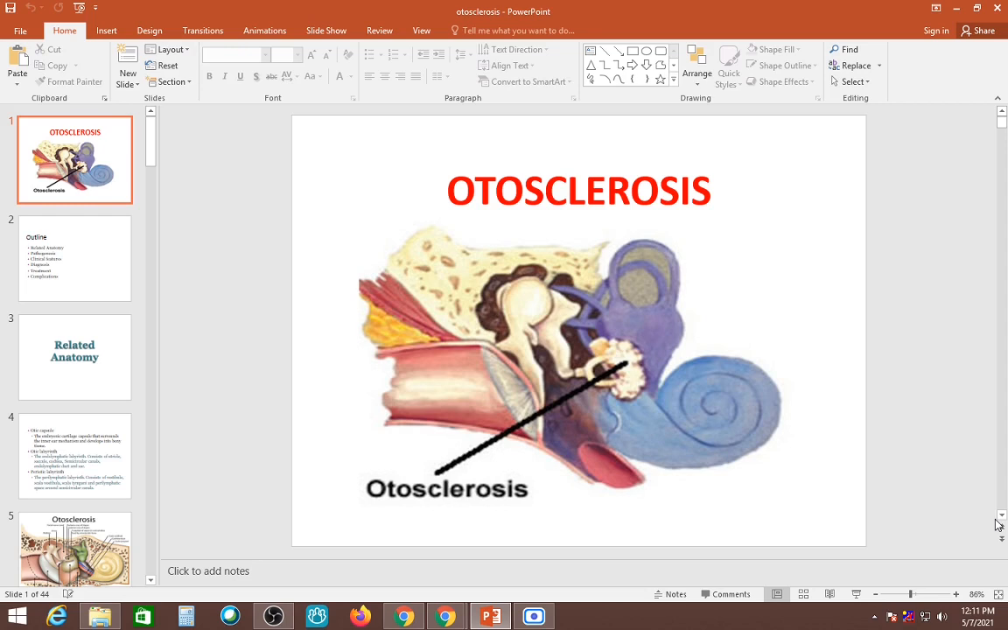Day before yesterday, we discussed tympanic membrane perforation and mastoiditis. Mastoiditis is an infection in the bone, and tympanic perforation is an infection of the tympanic membrane. So that also occurs in the middle layer. And today we are going to discuss otosclerosis. This is an inherited, progressive disease condition that occurs in the middle and the inner layer.